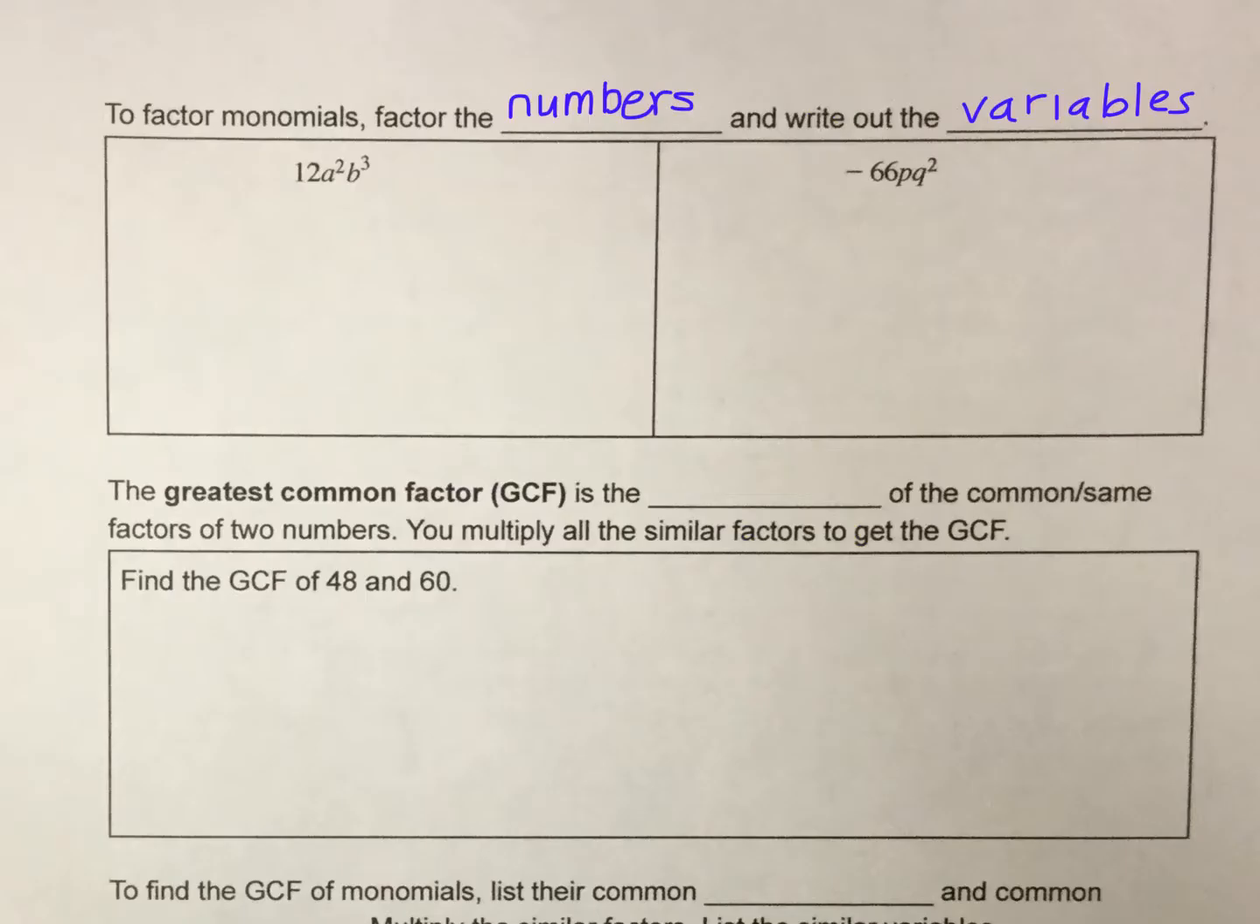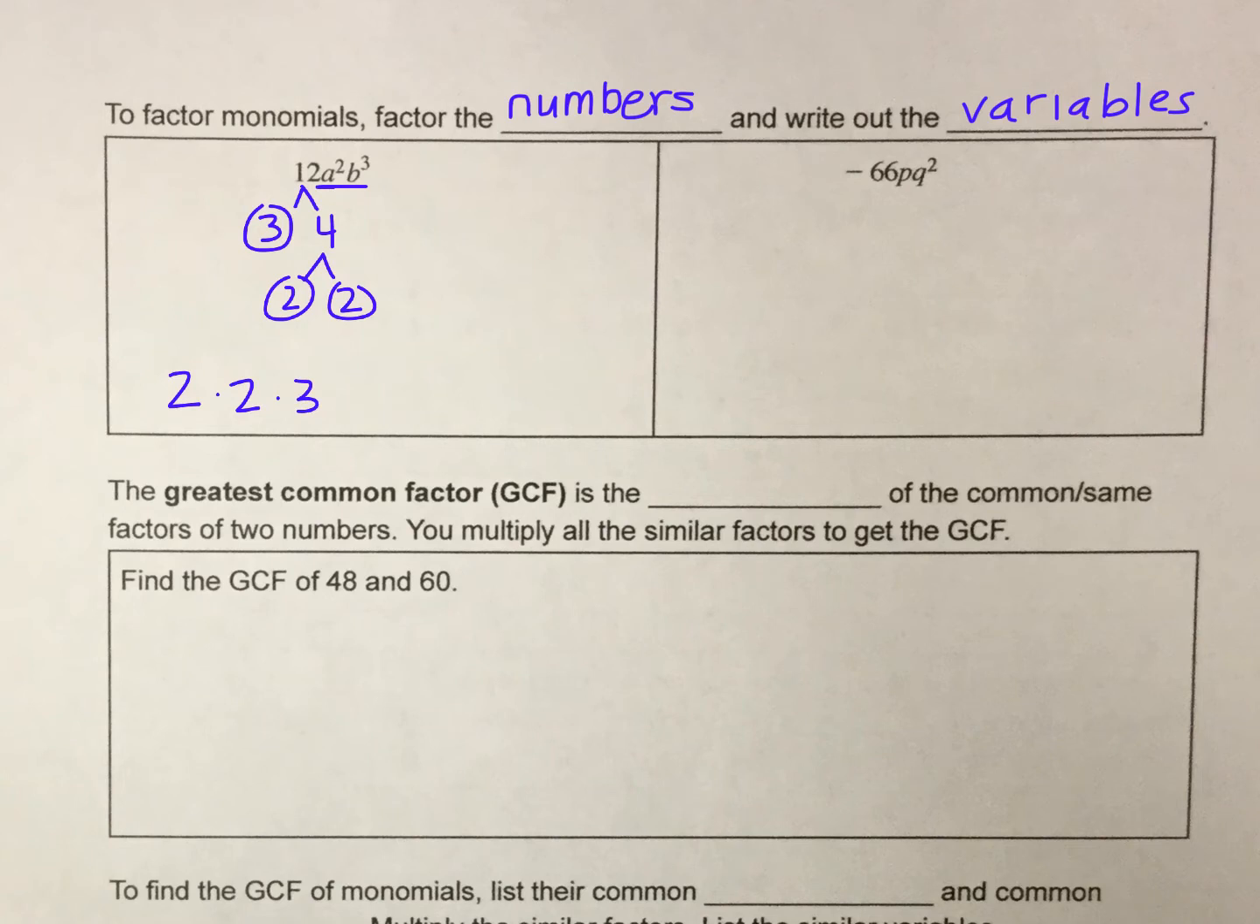So to factor monomials, first we're going to factor the number and then write out the variable. The only reason this is different from what we were doing before is because it's got these letters at the end. But let's not worry about that right now. First, we're just going to factor the 12. 3 and 4. Circle the 3. 4 is a 2 and 2. So I'm going to write that out. 2 times 2 times 3.